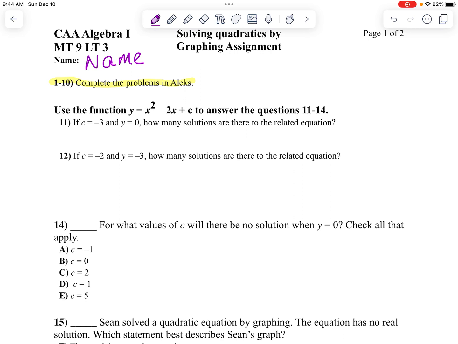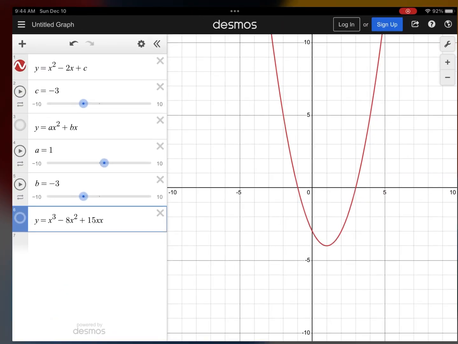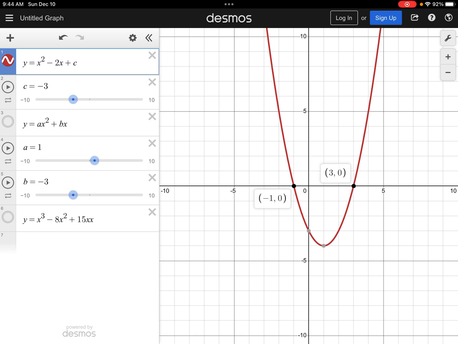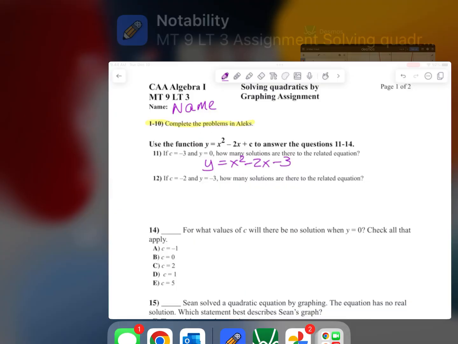Well, we want Y to be 0 because that's the related equation. So we're going to say Y equals x squared minus 2x minus 3. Let's graph that on Desmos. I've graphed it for us. Y equals x squared minus 2x minus 3. Notice there are two x-intercepts, so there are two real solutions. So x equals -1 or 3.